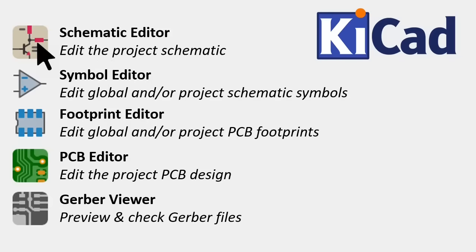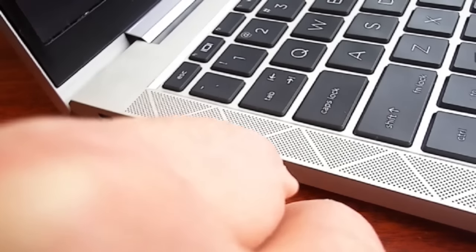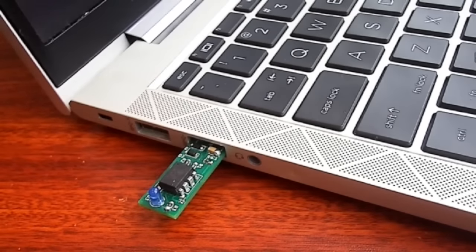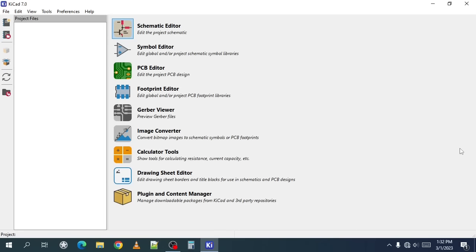We will start with the schematic. Then we create a custom symbol for the USB connector and a custom PCB footprint matching the symbol. Then we make the PCB layout and create Gerber and Drill files that we will use to order the PCB. Finally, we will build and test the circuit. Let's start with the schematic.